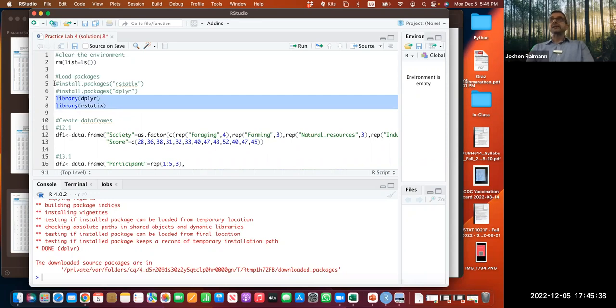So now go to lines 7 and 8 and run these two library commands. That's just from last time.